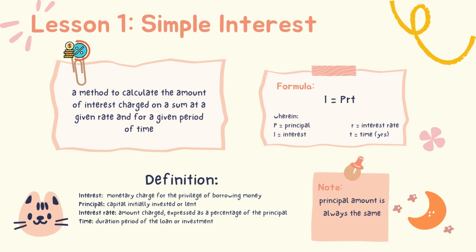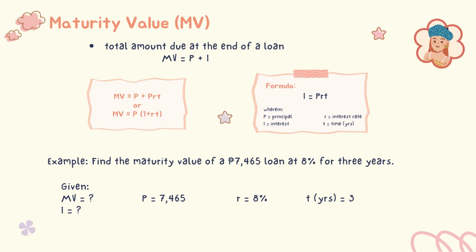Okay? So, let's proceed to the next slide, which is the maturity value. Earlier, we discussed the interest formula. Now, let's proceed to the maturity value, which is the total amount due at the end of a loan. It is comprised of the principal plus your interest. So at the end of the loan period, this is the money you will receive.